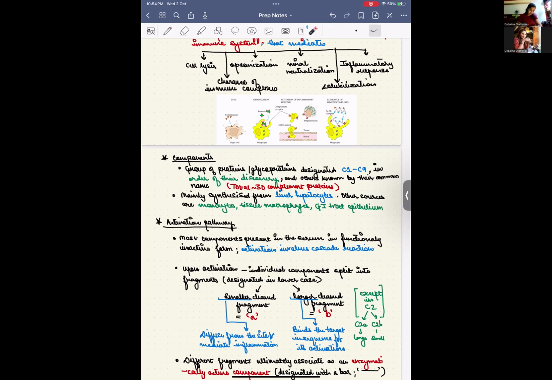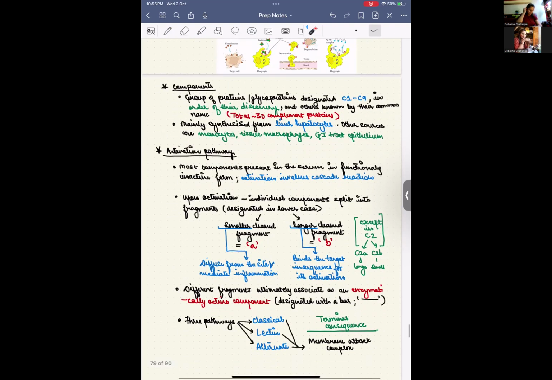Who synthesizes the complement proteins? Mainly they come from the liver hepatocytes. Some other sources could be the monocytes, tissue macrophages, or the epithelial cells in your gut, the gastrointestinal tract.